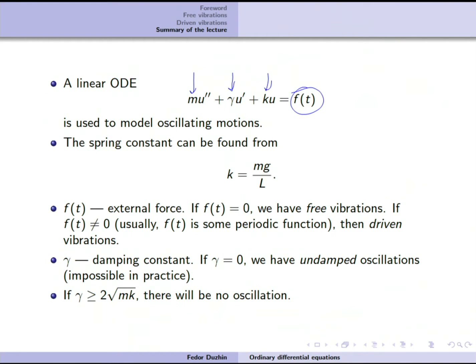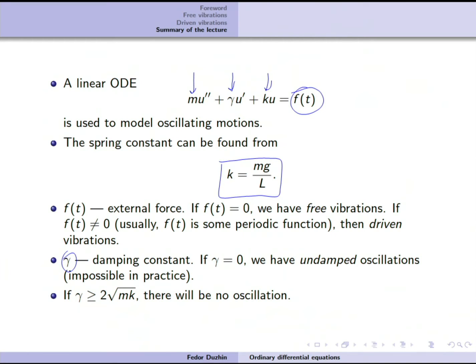Then the spring constant can also be found from this equation. The damping constant cannot be easily found. There will be an exercise for you to figure out how the damping constant can be found from the period of oscillation. Right?